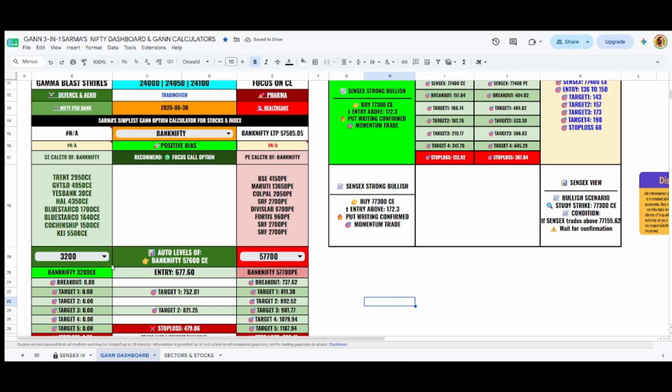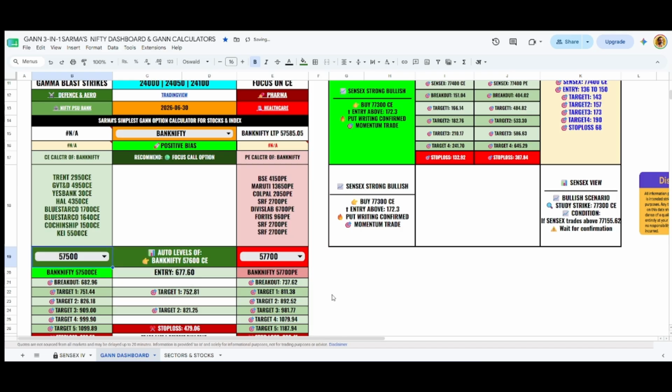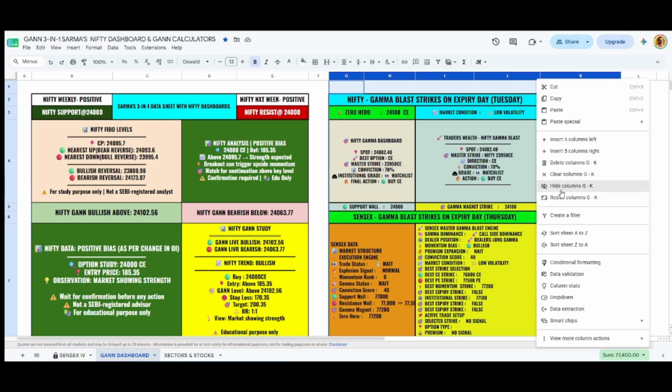So this is a really wonderful sheet for those who really want to trade independently, without depending on any tips. This is a completely data-driven trading system that you can use for intraday. If you don't want this, I can also remove this and only give this.